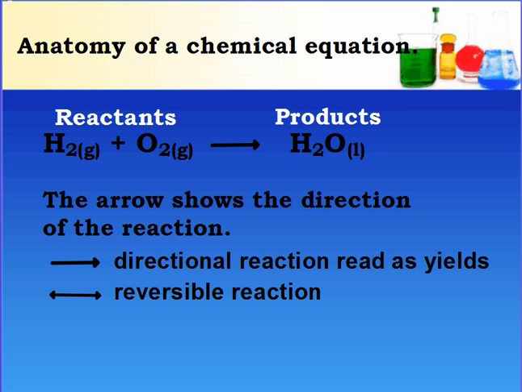In between the reactants and the products, you will see an arrow. An arrow shows us the direction of the reaction, and we read it as yields or produces. Later on in the semester, we will encounter reversible reactions, and that is denoted by the double-headed arrow.